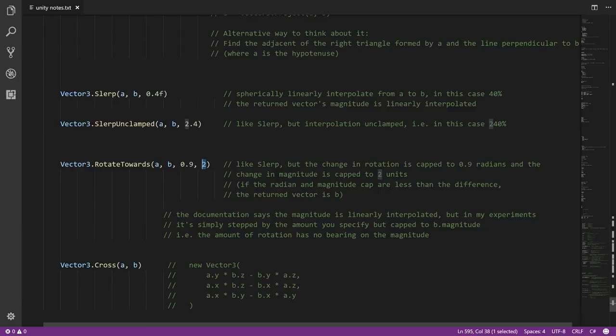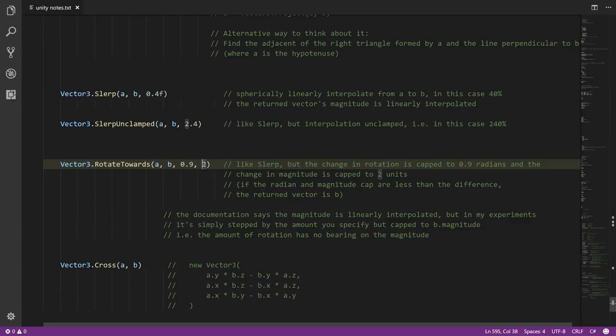Though if the difference in magnitude between A and B were less than this distance, the returned vector would just have the magnitude of B itself. So it's possible we specify values large enough for both these arguments where the vector we get back is just equal to B. And somewhat unfortunately, the documentation says something about linearly interpolating the magnitude, but in all my tests, I didn't see that behavior at all.